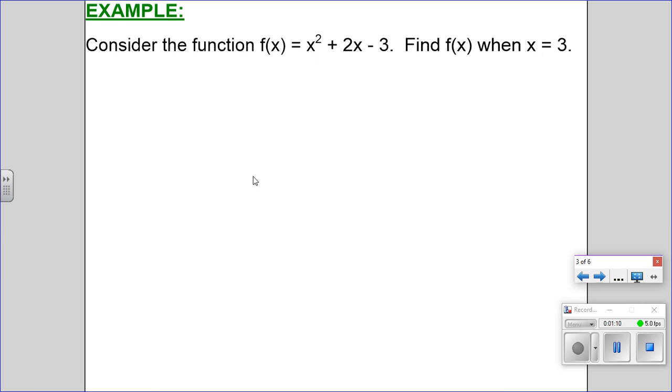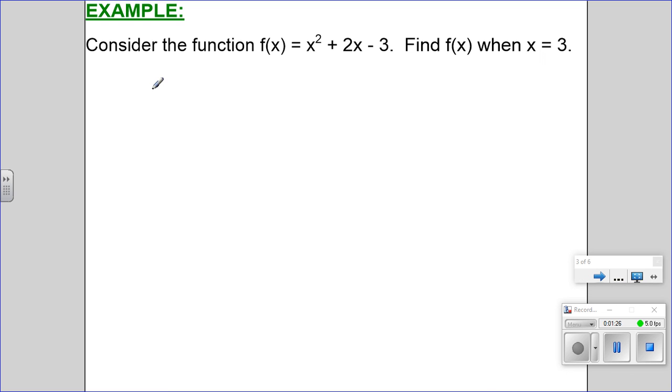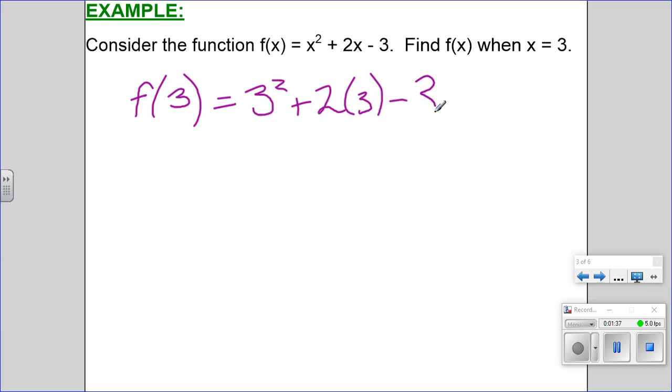Okay, so consider the function f of x is equal to x squared plus 2x minus 3, and we want to find f of x when x equals 3. All we're saying there is what we want to do is replace every x with a 3. So what we will have is 3 squared plus 2 times 3 minus 3. So we'll get 9 plus 6 minus 3, which is 12. And that is as easy as function notation.